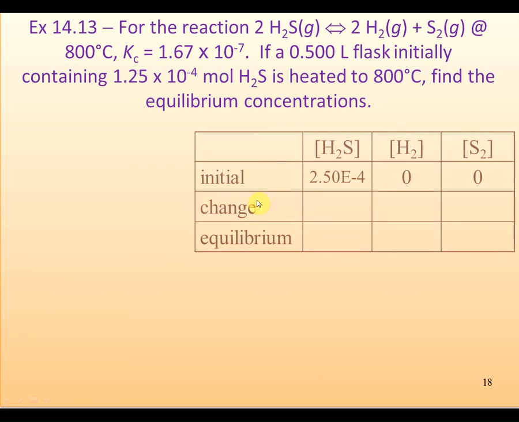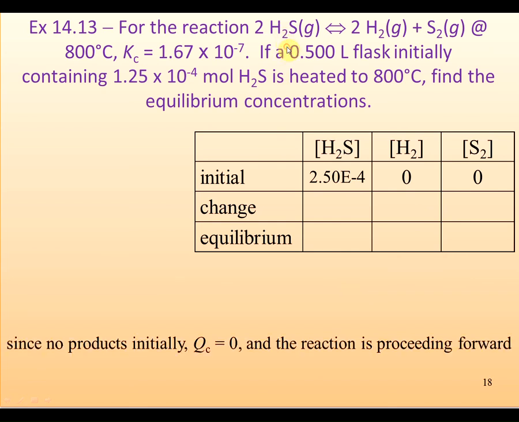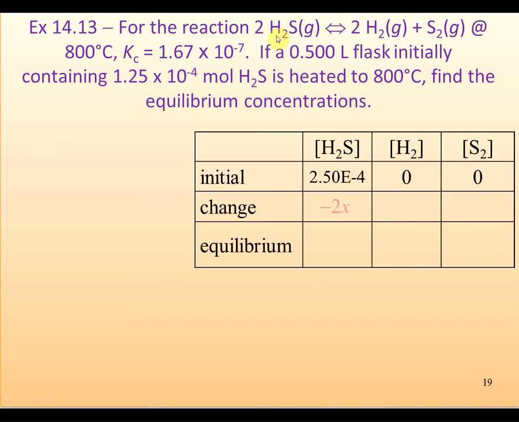Initially we only have hydrogen sulfide in there, and they tell us the number of moles and the volume of the flask. We divide the moles by the volume to get the initial concentration of the hydrogen sulfide, but we don't have any hydrogen or sulfur yet, so we know that the reaction is going to be proceeding in the forward direction. So for every 2 moles of hydrogen sulfide, we're going to produce 2 moles of hydrogen gas and 1 mole of sulfur. So that's where the coefficients come from.